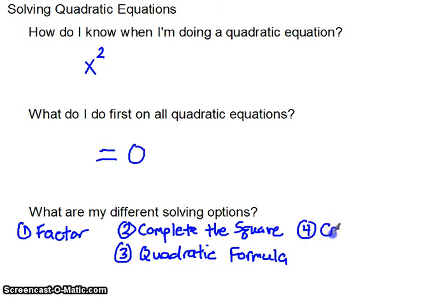And then number 4, we can use our calculator. I mainly just use this to check my work because the calculator will give you a decimal approximation of the answer, which is not always what we want. We want exact answers, which involve square roots and fractions, things like that the calculator doesn't always cooperate with as well. But it is a great way to check your work when you're done with one of the other methods.